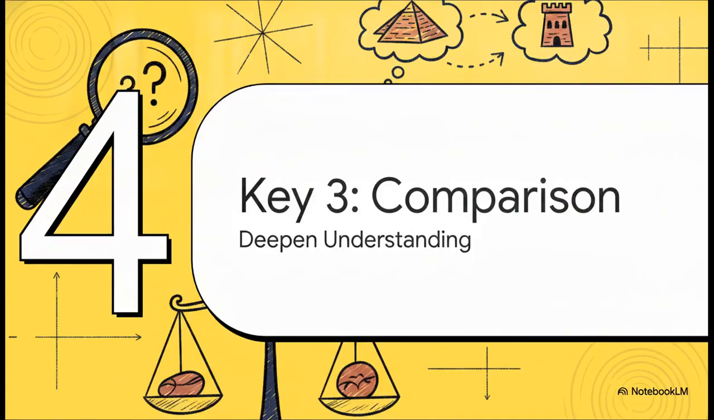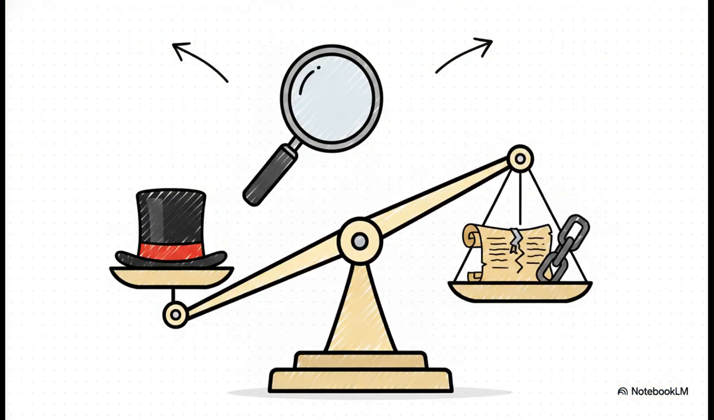Section 4. Key 3. Compare and contrast, deepening our understanding. If chronology is the timeline and cause and effect is the domino rally, then comparing and contrasting is our magnifying glass. It reveals the hidden similarities and differences that explain why things turn out the way they do. And this brilliantly illustrates how we use that tool.